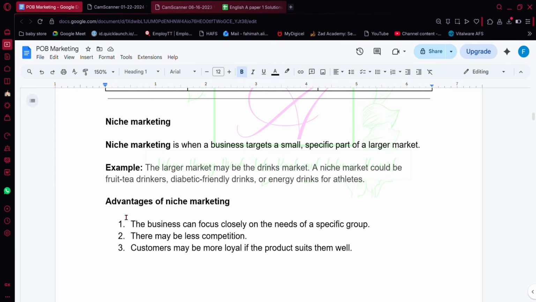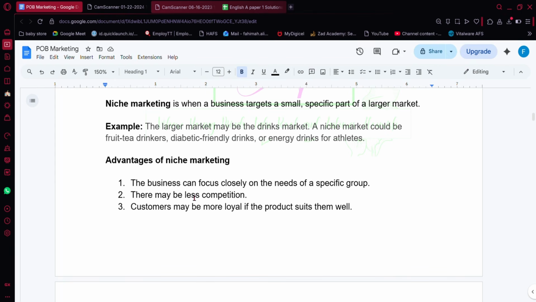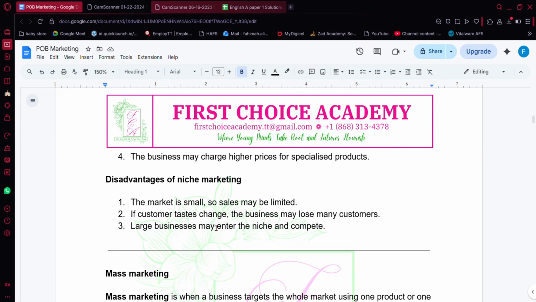Advantages of niche marketing: One, the business can focus closely on the needs of a specific group. Two, there may be less competition. Three, customers may be more loyal if the product suits them well. And four, the business may charge higher prices for specialized products.